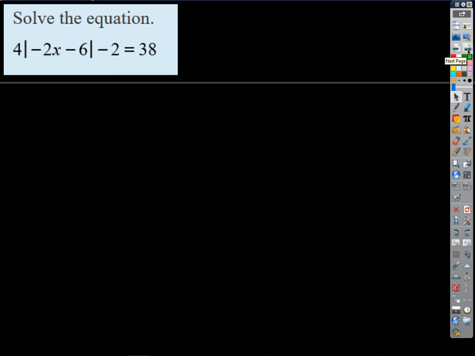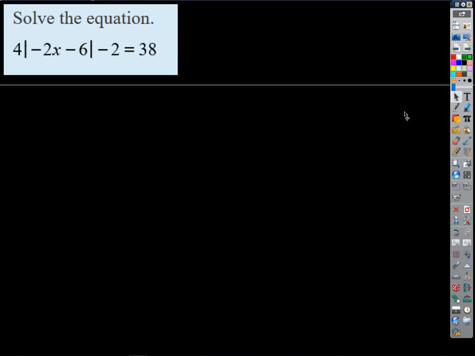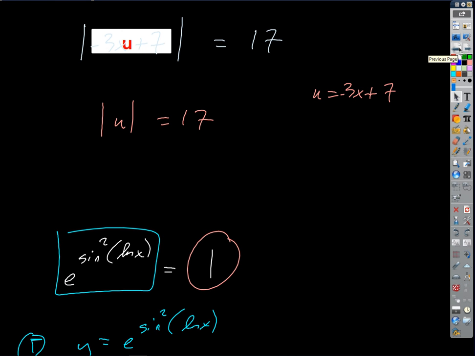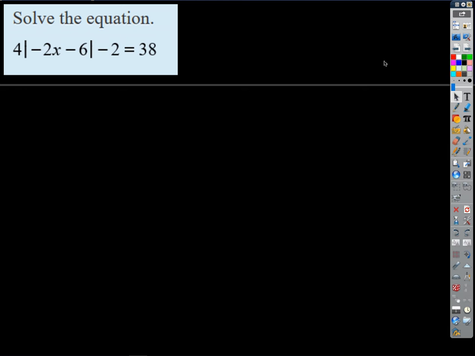So what about this guy? What are we going to do first? Right, we've got a u in there. It's the wrong size though, isn't it? So we've got a u in there that we can just ignore what's inside, but we've got to make that look like the absolute value of u equals a number, right? So the first step is always going to be in solving an absolute value equation.